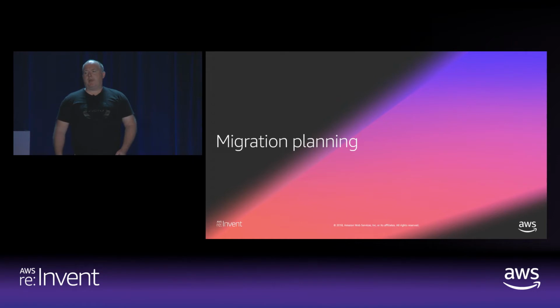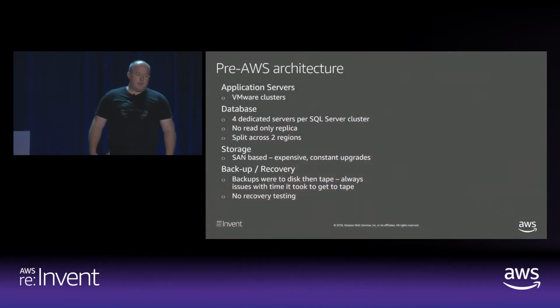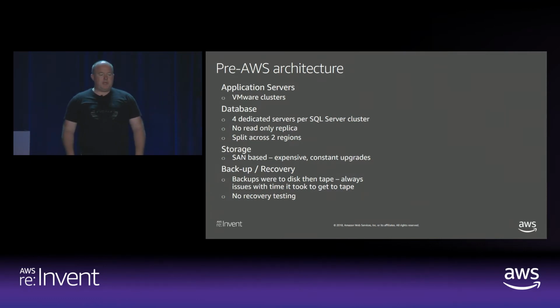I'd like to talk a little bit about our migration planning and how we got on to AWS. Xero is a Microsoft Windows .NET shop, and we were very heavy in our Microsoft usage. Before the move, all of our application servers ran on VMware clusters, and this meant that we had to understand hypervisor configuration, making sure that we had A and B clusters to protect against cluster failure, and this added a bunch of complexity.